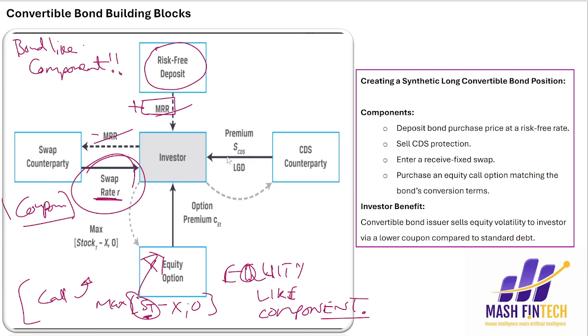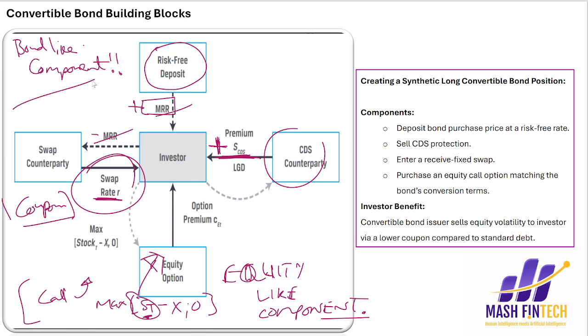If you sell protection, you receive this premium. You lose the loss given default in the event of a credit event, right? That's when you lose out. But you're going to receive this premium because you're selling protection. If anything goes wrong, you have to pay the counterparty, the buyer of the CDS.